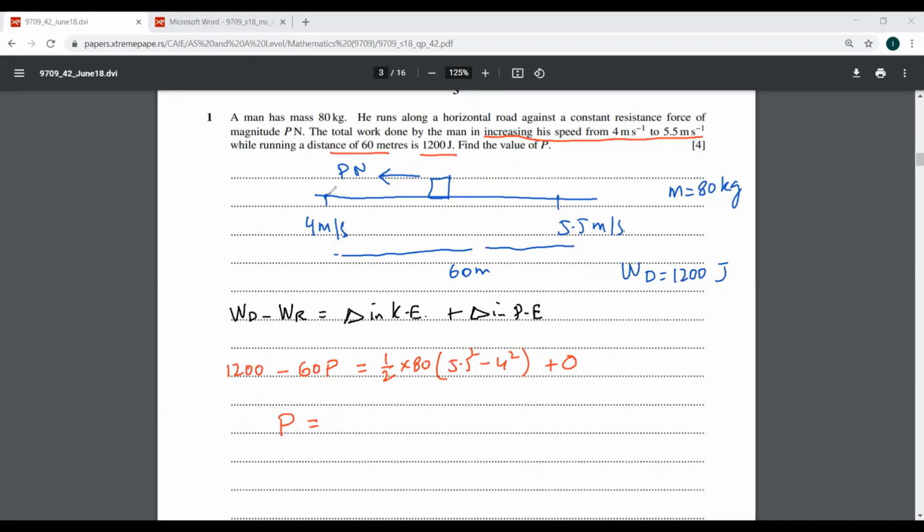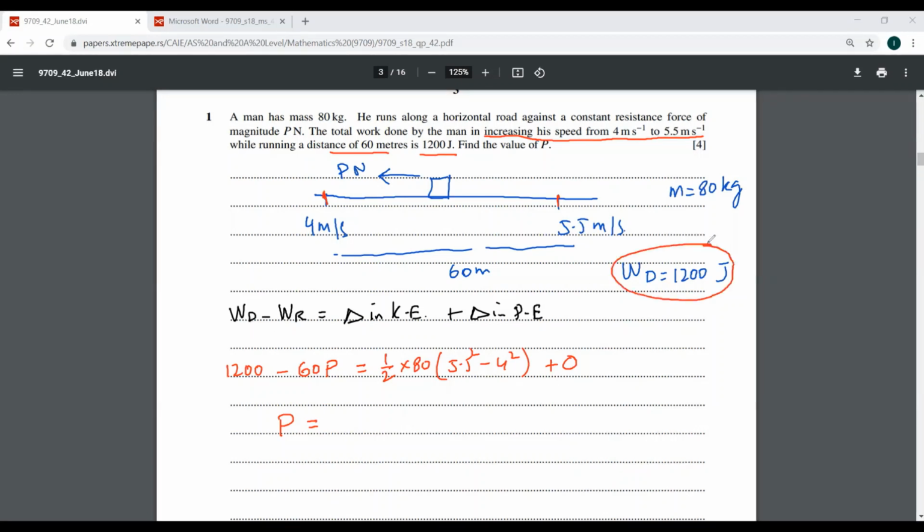So guys, it's clearly a question on work energy. Here is the speed 4, here is the speed 5.5, the distance 60 meters, and this is the backward force over here. So we're going to use this golden rule: work done by the driving force minus work done by the resisting force equals change in kinetic energy plus change in potential energy. The work done by the driving force has been given to us, that is the work done by the man, and then the backward force is P times the distance.